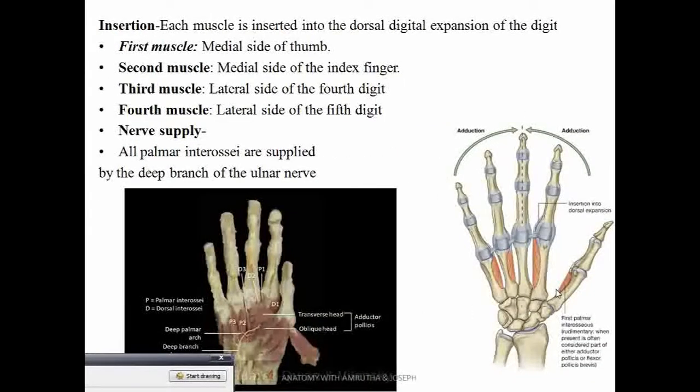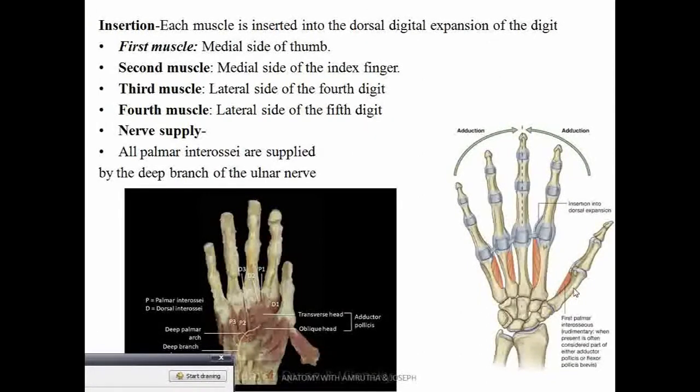Insertion. Each muscle is inserted into the dorsal digital expansion of the digit. So here now lumbricals, palmar interosseae and the dorsal interosseae all will be inserted. They will have one insertion point to the dorsal digital expansion. But it has a bony attachment as well.